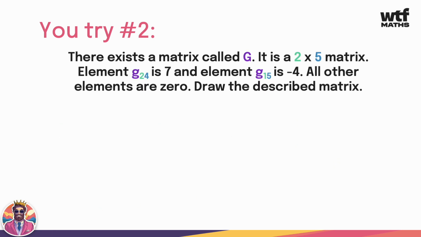Alrighty, I want you to try and draw a matrix this time. Make sure you use square brackets, okay? So there exists a matrix called G. It is a 2 by 5 matrix. Element G24 is 7, and element G15 is -4. All other elements are 0. Draw the described matrix. Pause the video, give it a go.